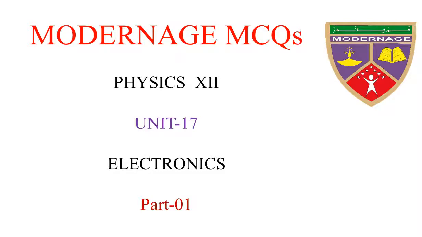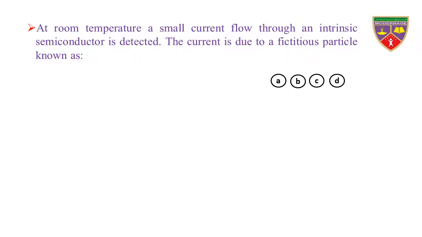Modernage MCQs, Physics second year, unit number 17, Electronics, Part 1. At room temperature, a small current flow through an intrinsic semiconductor is detected. The current is due to a fictitious particle known as: option A, meson; option B, photon; option C, boson; option D, hole. The key is hole. The option D is correct.